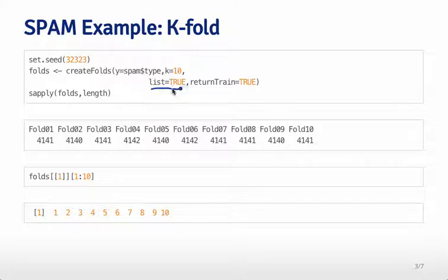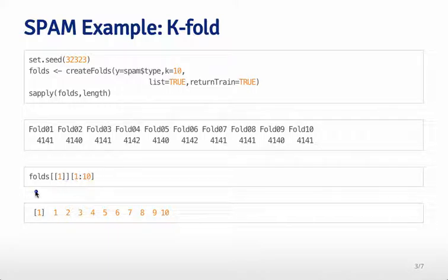And in this case, I also tell it list equals TRUE, which means it will return each set of indices corresponding to a particular fold as a list, and you can tell it to either return the training set or not return the training set. So for example, if I do this, then I've got a bunch of different folds that I've created, and for each one I want to check the length of that fold. And so for example, in fold 1 there are 4,141 samples. In fold 2, there's 4,140, and so forth.